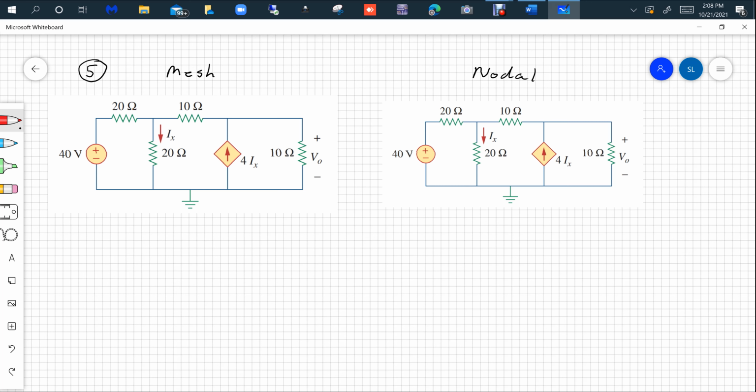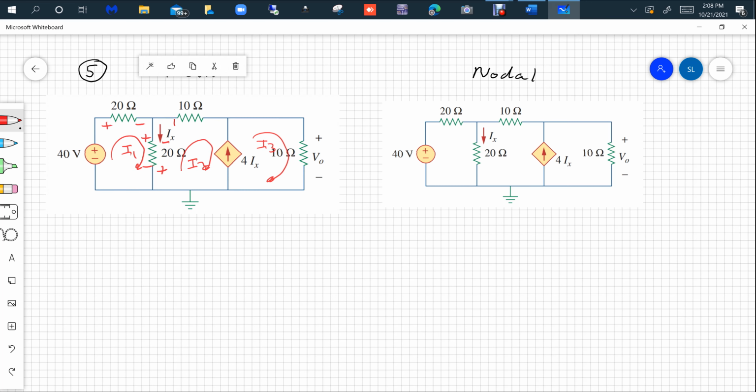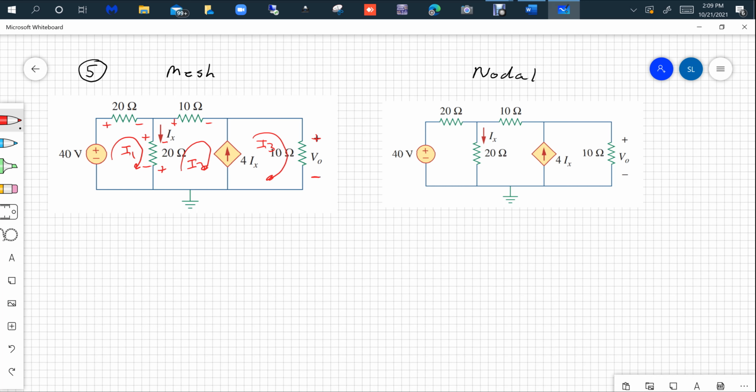So if I'm doing mesh analysis, this is what I do. I make my loop here, I call it I1. I make my loop here, I call it I2. I make my loop here, I call it I3. But notice the definition of I. Before I go to that, let's put my plus to minus there, let's put my plus to minus there, let's put my plus to minus here. Let's put my plus to minus there, and we have our plus to minus over here, which is how the author is defining VO.